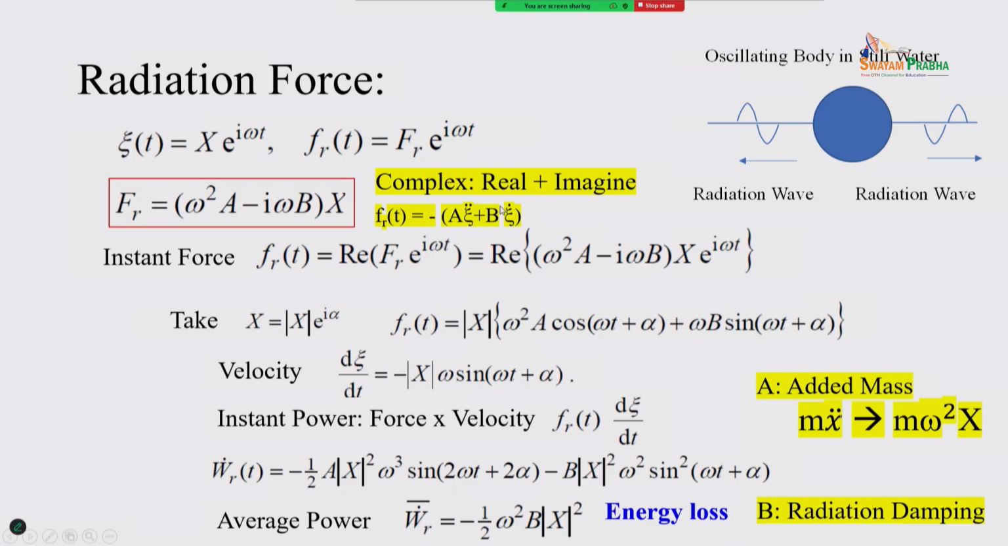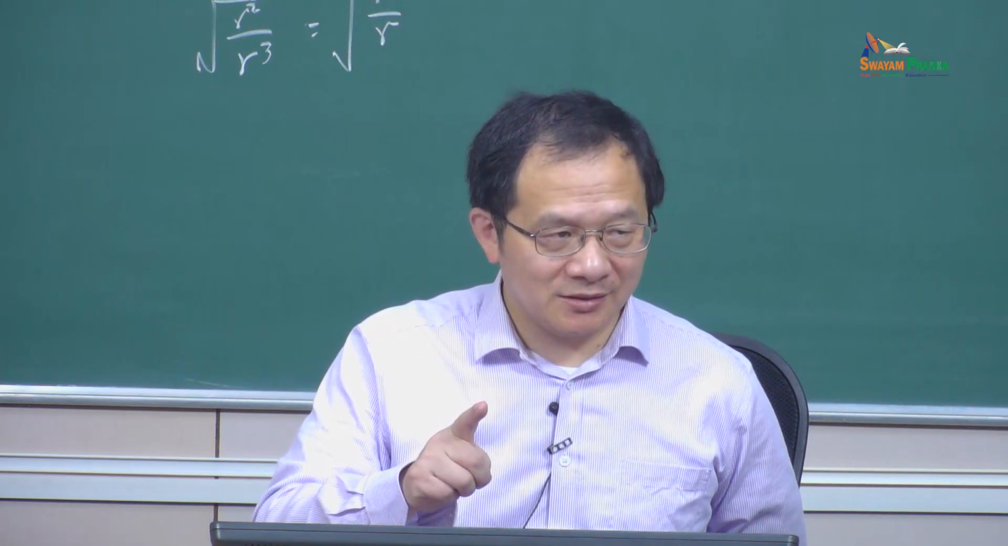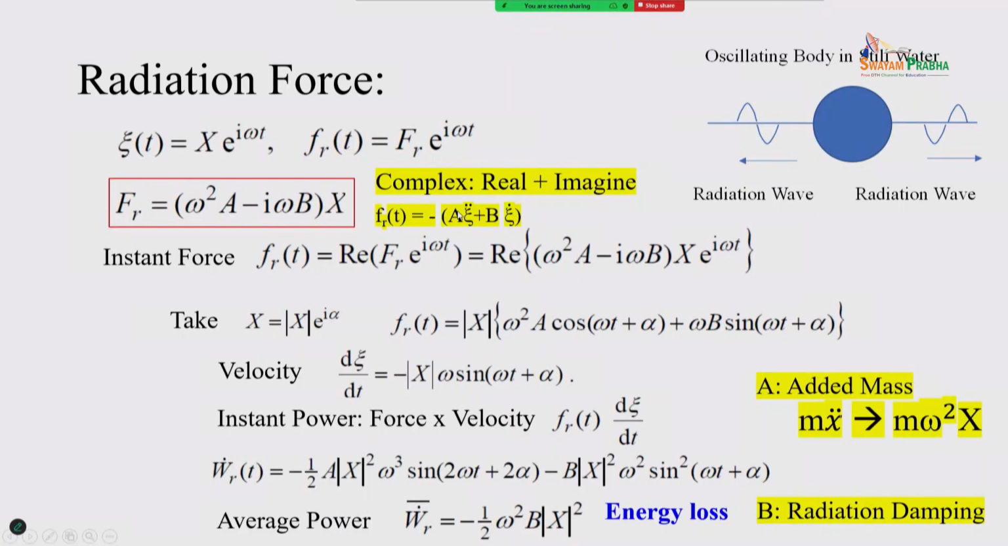I will come back to this again. I say this equation just for you to understand, but we shouldn't write it in this way. Why? I mentioned to you that added mass can be frequency dependent. So A doesn't need to be a constant. You may ask, what kind of number do I put there?